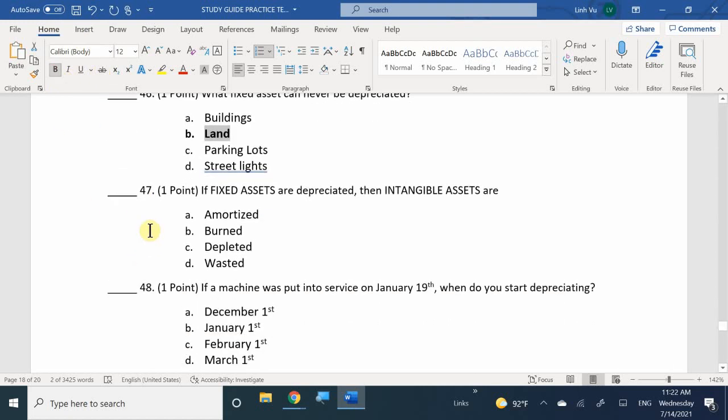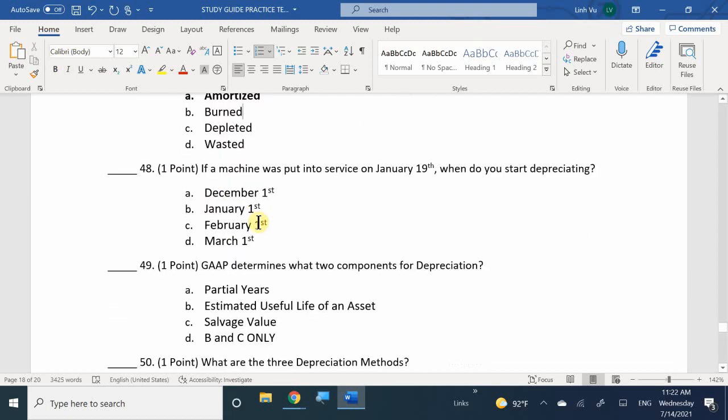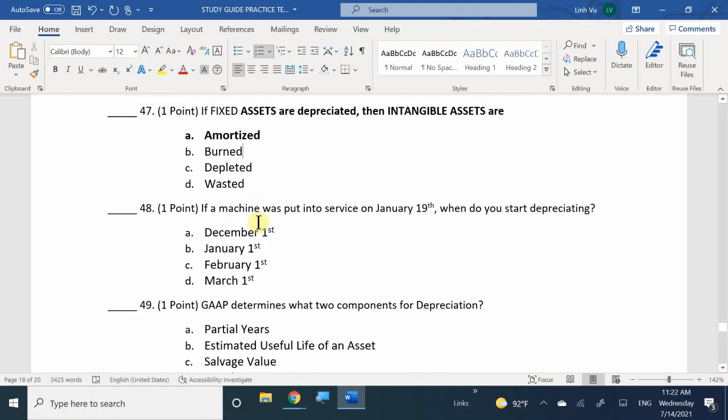Okay. Number 47, right? Fixed assets are depreciated, then intangible assets are A. A, amortized, right? Okay, there you go. It is. Okay, okay.